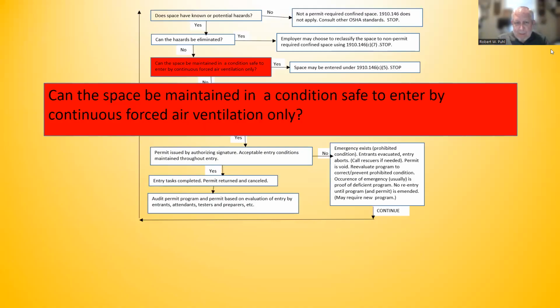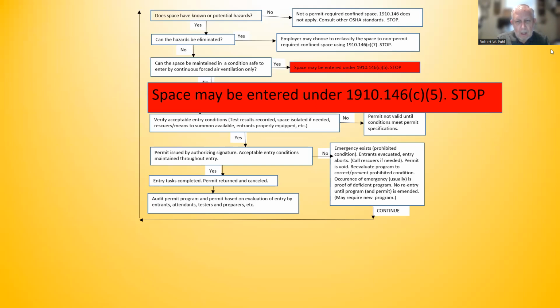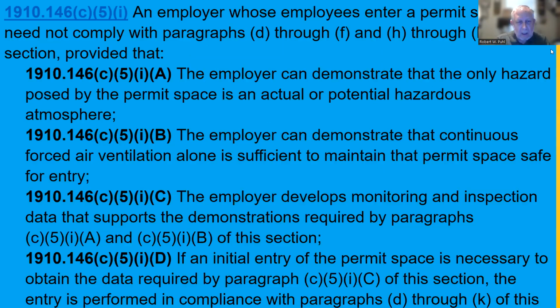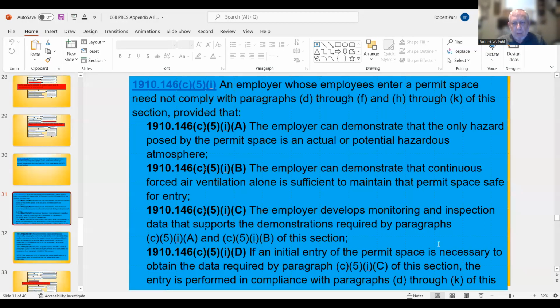Now, can the space be maintained in a condition safe to enter by continuous forced air ventilation only? And you can stop there, and space may be entered under 1910.146(c)(5). It says an employer may use the alternate procedures of this section for entering a permit space on the conditions set forth in paragraph (c)(5)(i). An employer whose employees enter a permit space need not comply with paragraphs (d) through (f) and (h) through (k) of this section, provided that the employer can demonstrate that the only hazard posed by the permit space is an actual or potential hazardous atmosphere.